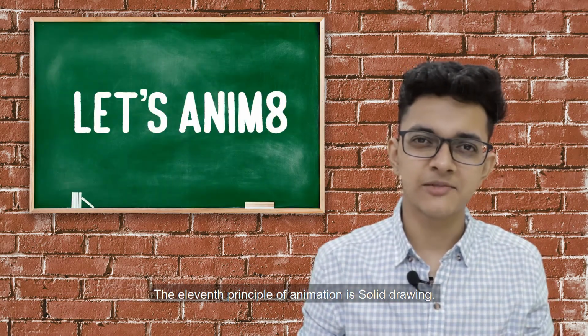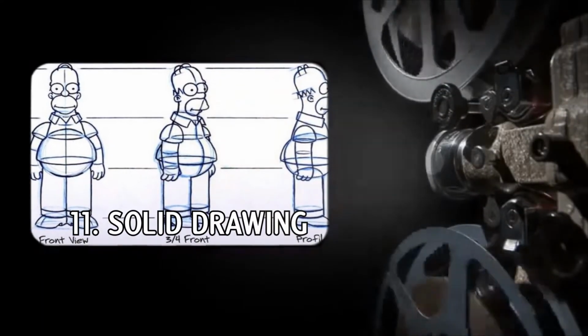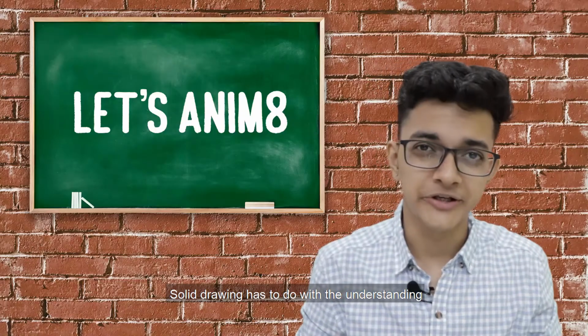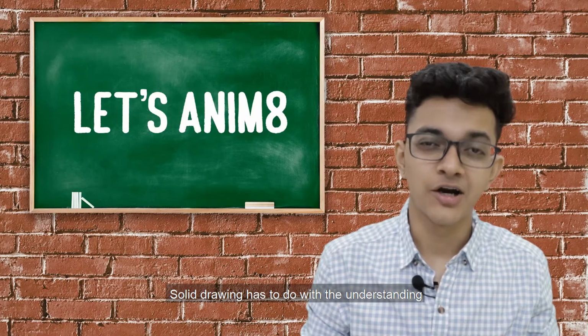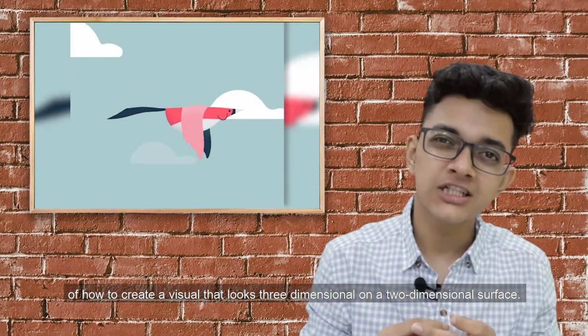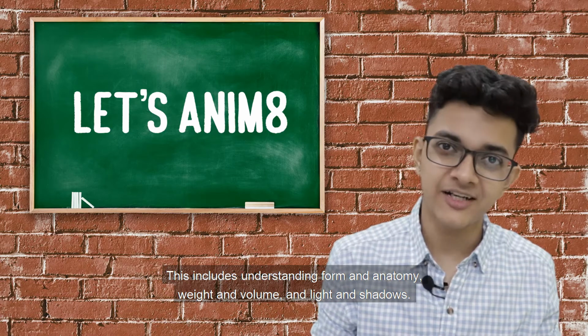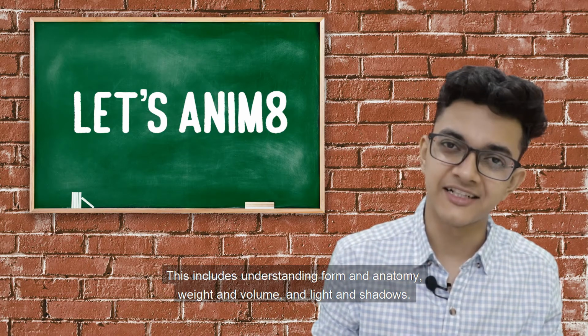The 11th principle of animation is solid drawing. Solid drawing has to do with the understanding of how to create a visual that looks three-dimensional on a two-dimensional surface. This includes understanding form and anatomy, weight and volume, and light and shadows.